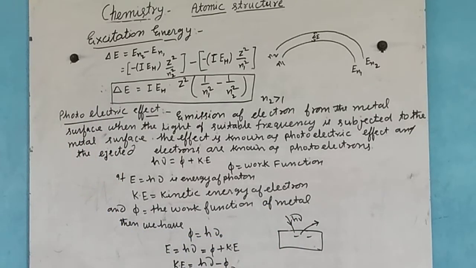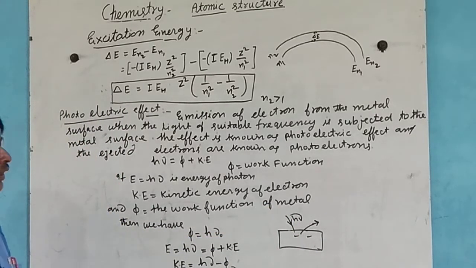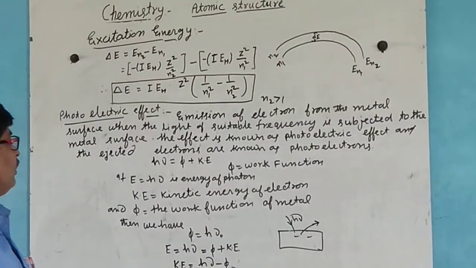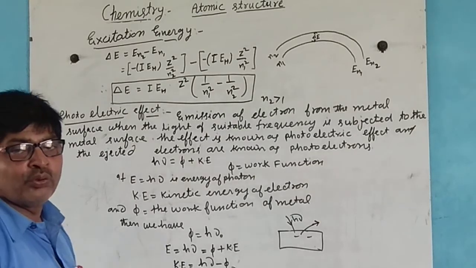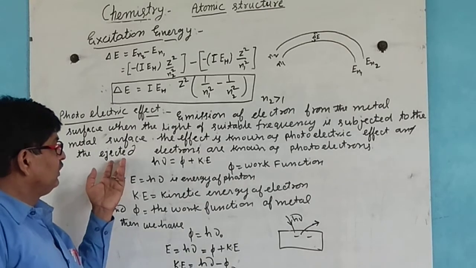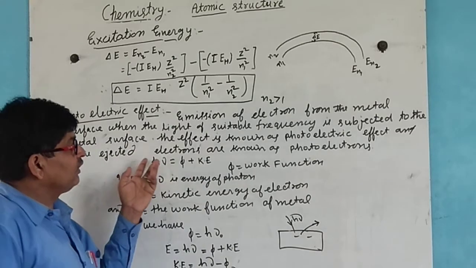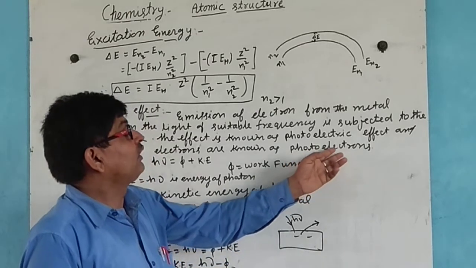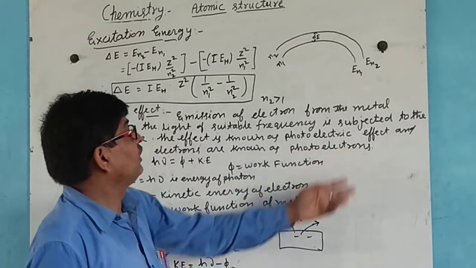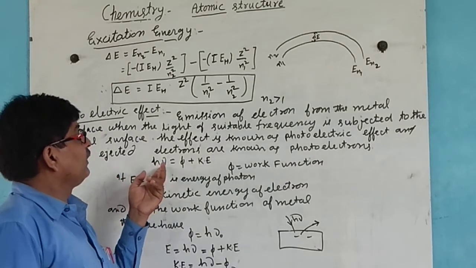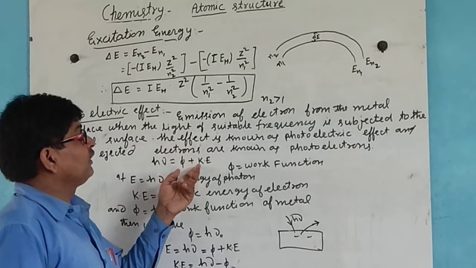Now the photoelectric effect: emission of electrons from the metal surface. When light of suitable frequency is incident on the metal surface, the effect is known as the photoelectric effect, and the ejected electrons are known as photoelectrons. Here h nu is phi plus kinetic energy.